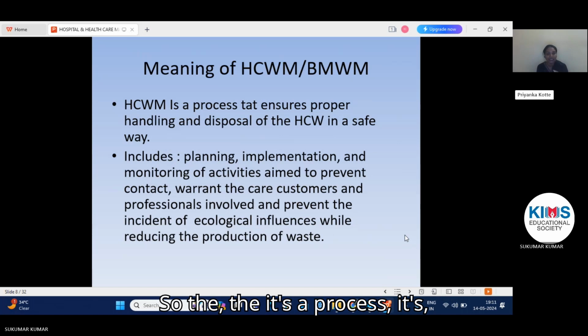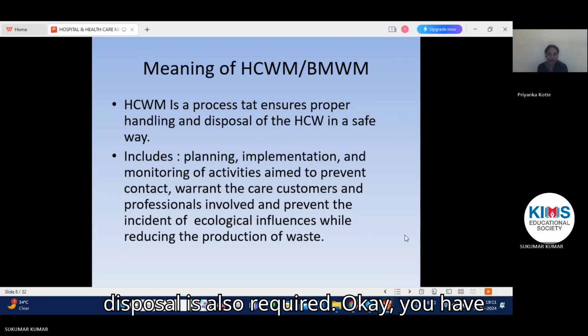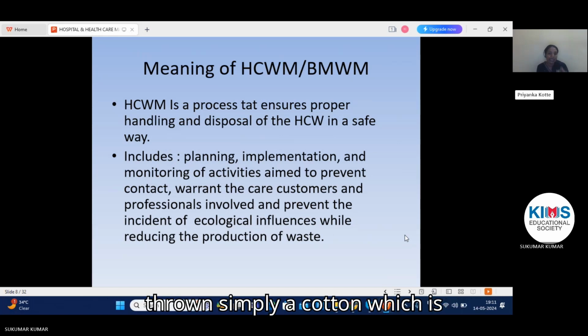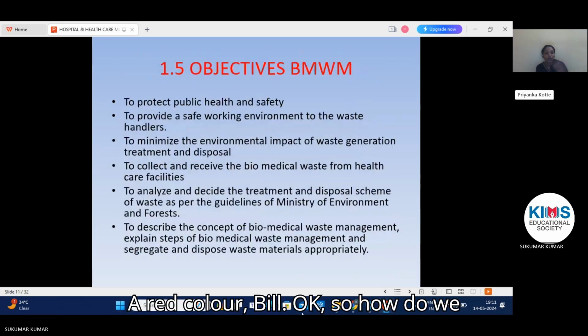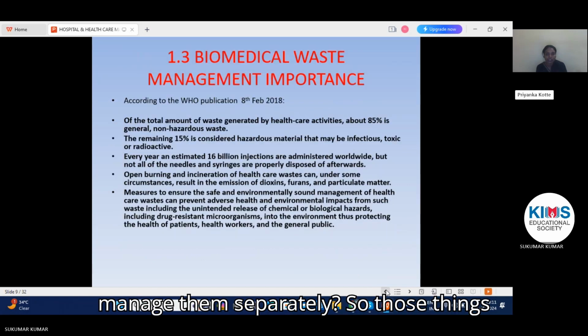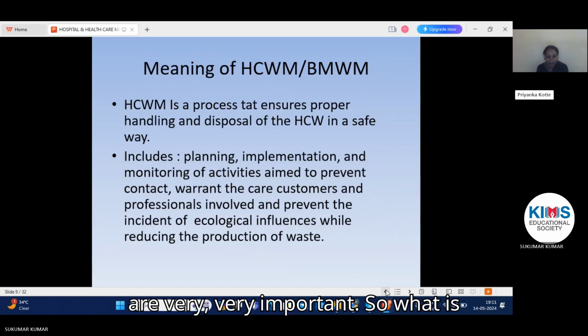It's a process, which means it includes different steps, ensuring that proper handling is required, and proper disposal is also required. Okay, you have thrown simply a cotton which is contaminated with blood into the yellow bin. You have thrown a syringe into the red color bin. So how do we handle them separately, and how do we manage them separately? Those things are very, very important.